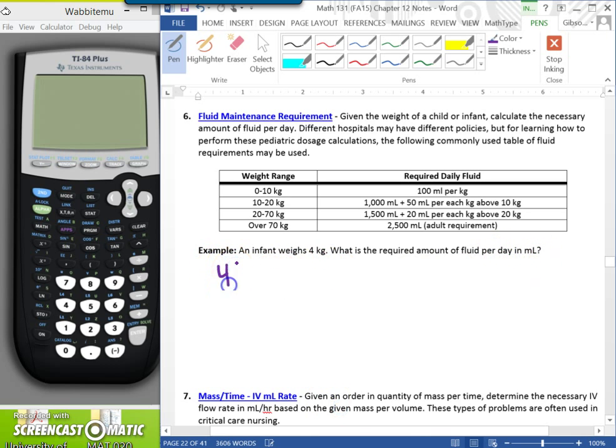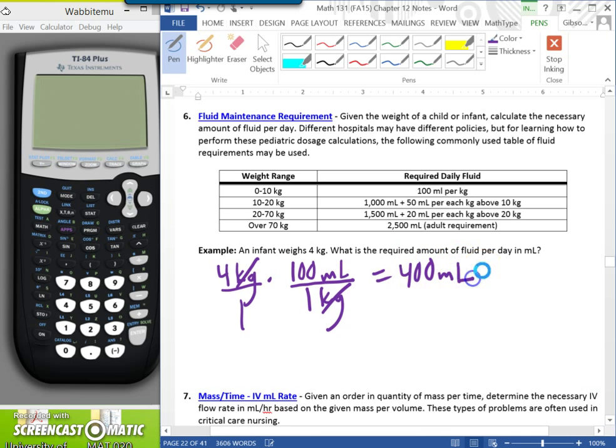So we will have 4 kilograms, and we will multiply it by, we notice 4 kilograms is in this weight range, so that would be 100 milliliters per kilogram. So we will take 100 milliliters. Per means division, so it would be per 1 kilogram. Then we can put this over 1 and simplify out the kilograms. So we would end up with 400 milliliters, because it would be 400 over 1, which is just 400.